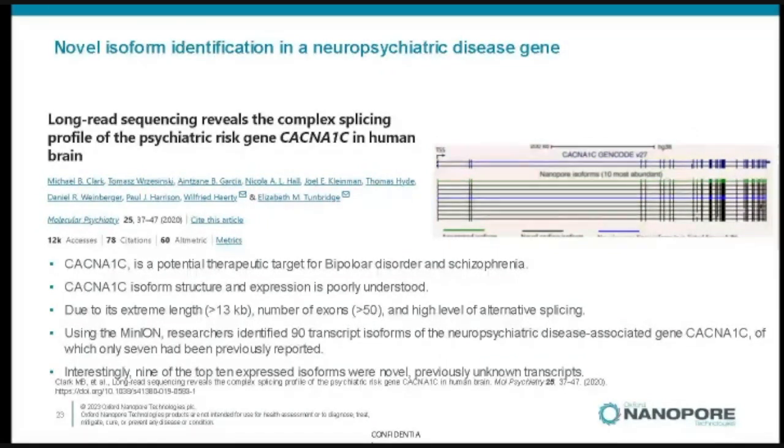So in this study, they're using the Nanopore sequencing machine called MinION. They are able to identify 90 transcript isoforms of the CACNA1C gene. Of these 90 transcript isoforms, only 7 have been previously reported. And more interestingly, 9 of the top 10 expressed isoforms were novel, previously unknown transcripts.